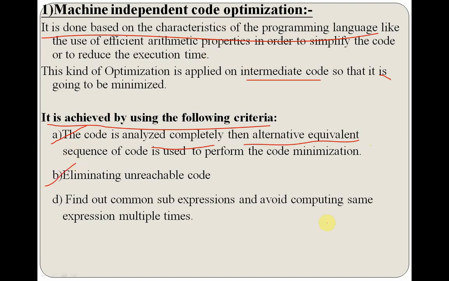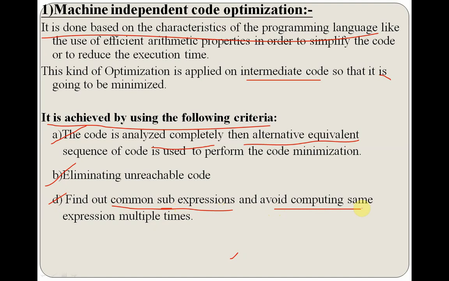Second, eliminate unreachable code. The code may have dead code, unused variables, or unreachable code. It is better to eliminate that code. Third, find common subexpressions. Find common subexpressions in the program and avoid computing such same expression multiple times.